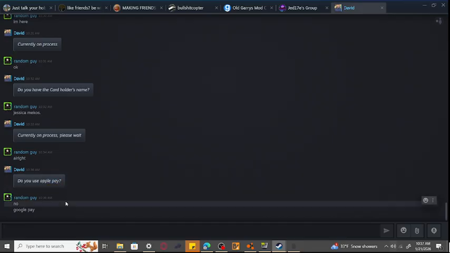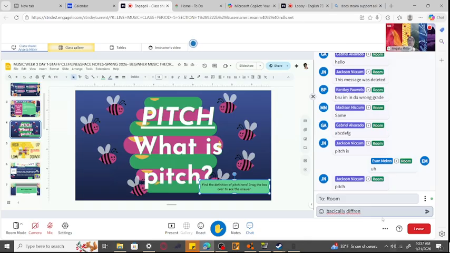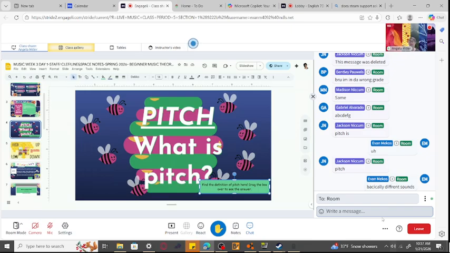So we can think of a bird chirping, which would be a high sound, or a boom, boom, boom, which would be a low sound. And everything in between, right? On the piano, we know the left side has our lower pitches, and as you move up to the right, we get higher. Basically different sounds, and we represent those different sounds with those letters of the alphabet.